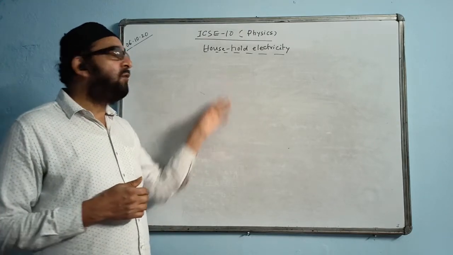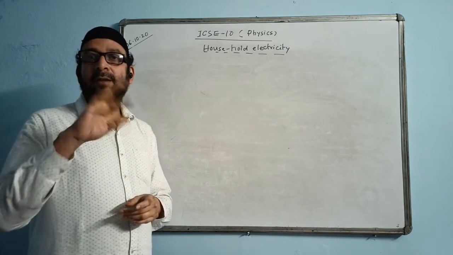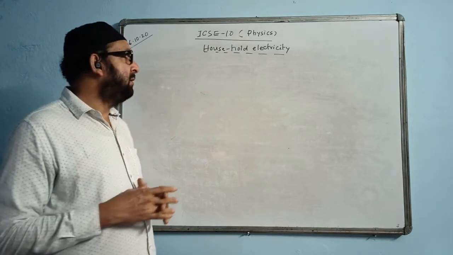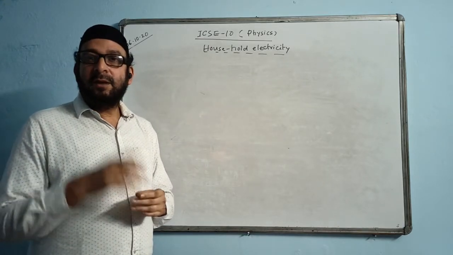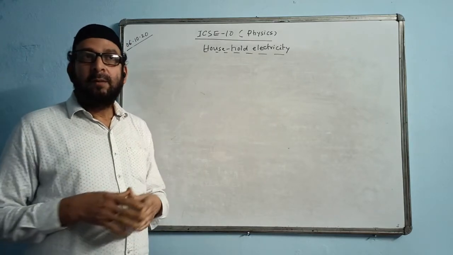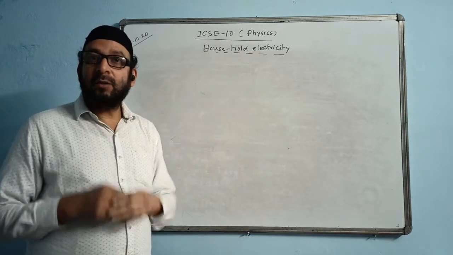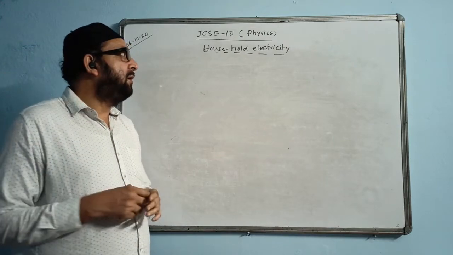I gave a different formula, you can have a look at that. Or for electrical energy, we can write power into time. The SI unit of any kind of energy is joule, so the SI unit of electrical energy is also joule. But it has a commercial unit also. The commercial unit is also called BOT, Board of Trade Unit.